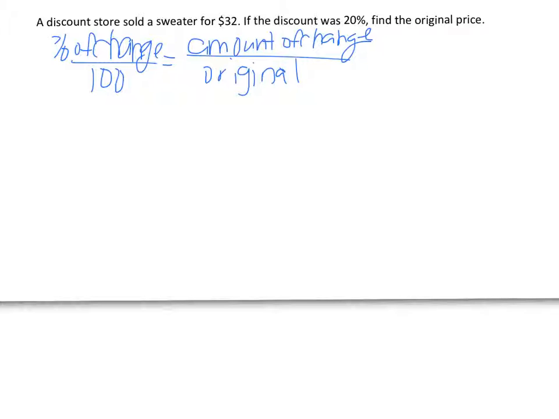So for the very top part, do I know what the percent of change is? 20%. It's 20, right? So instead of percent of change, I'm going to write 20. And I have 100 in the denominator. Okay, left side of my proportion taken care of. Now, do I know either the amount of change or the original? Oh, I don't know either one of those, right? If I knew the original, would I know the amount of change? Yep. If I had the original amount, I could find the amount of change, but I don't have the original amount.